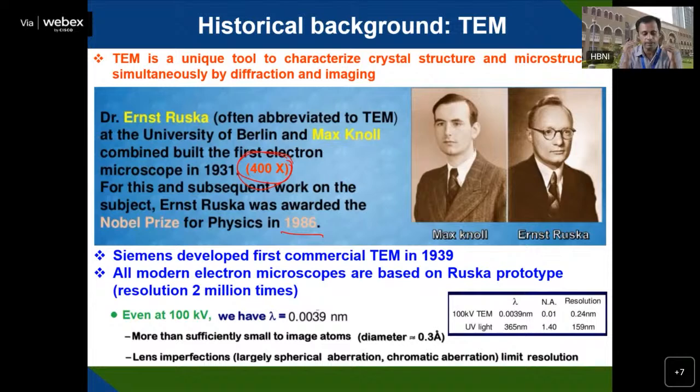TEM is a unique tool to characterize crystal structure and microstructure simultaneously, by diffraction and imaging. In the earlier case, SEM was mainly imaging, with extra fluorescence giving composition analysis. But here you have a combination of imaging as well as diffraction. Diffraction gives crystal information, while imaging shows the microscopic structure, shape, size and morphology.